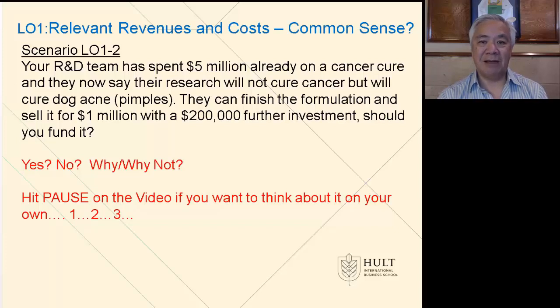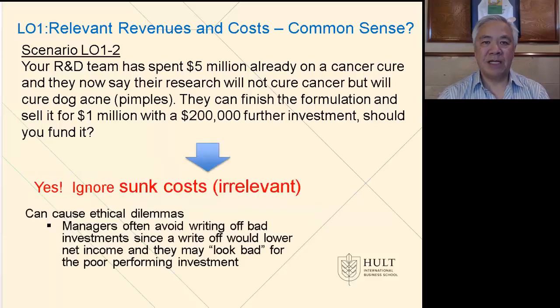So again, if you want to play along here, hit pause and think about it. That's what I suggest. But if you're in a rush, just let it keep playing. So I'll give you a few seconds. Ready? 1, 2, 3. All right. The answer is yes. You should ignore the $5 million you spent. You're not happy about it because you're going to end up with a loss. But here's the thing. If you spend $200,000 and get $1 million, that's always a good decision. If you spend 0, you get 0.